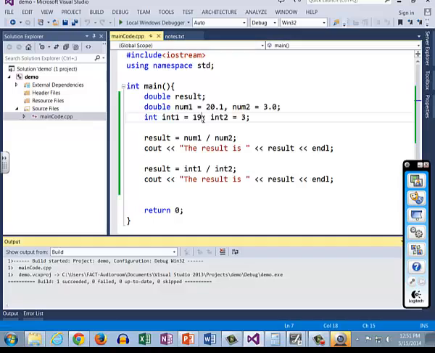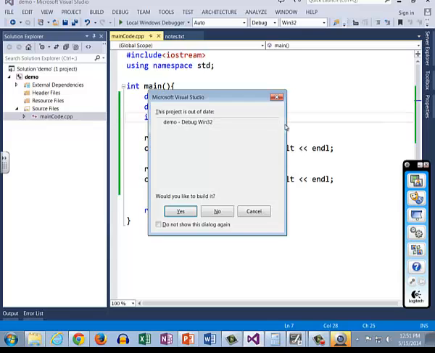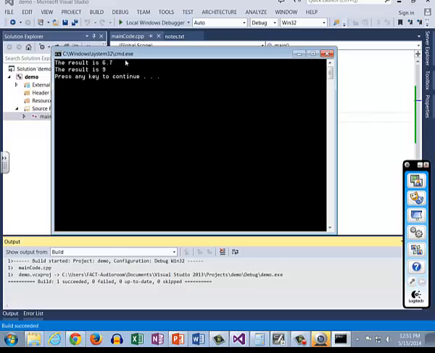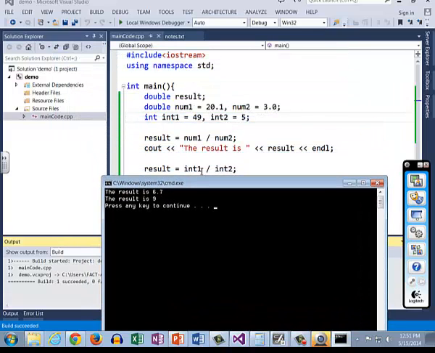Let's take another example. Let's take 49 and divide it by 5. How many times will 5 go into 49? 9 times, right? So 5 will go into 49 9 times. There's going to be some remainder, right? Because 9 times 5 is 45. So that's going to be a remainder.